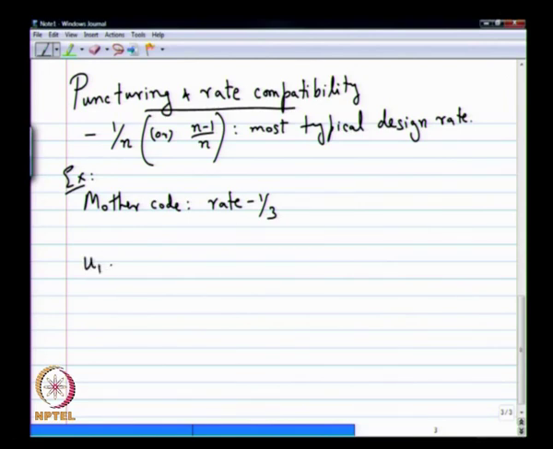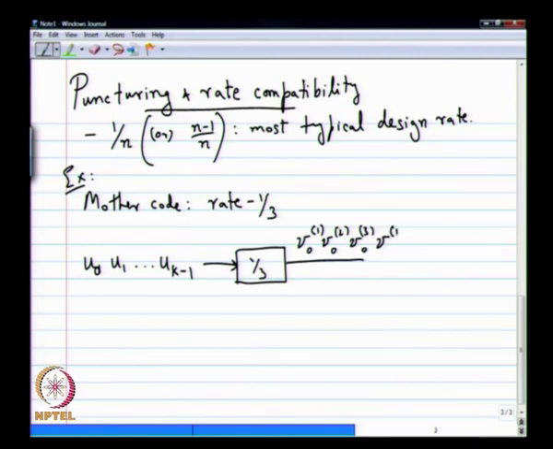So when you do a rate 1/3, what's going to happen? If you have k bits, u0, u1, ..., uk-1, this is going to go through your mother code's encoder, and you're going to get code words which are, let's say, v10, v20, v30, v11, v21, v31, and so on. So this will be the code words. If you send all the bits that you get, then you'll have a rate 1/3.